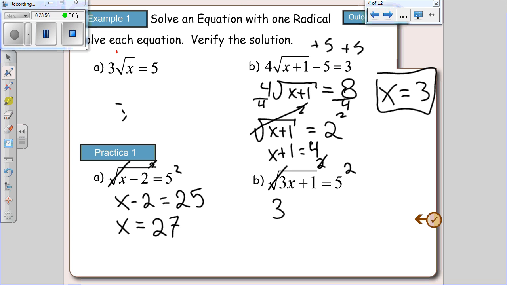What do we move next? Reverse BEDMAS. The 1 needs to move next, so you subtract 1 from both sides. So 3x is equal to 24. And now what do you need to get rid of? The 3. How do you get rid of the 3? Divide both sides by 3. X is equal to 8. Is that a reasonable answer? Yeah. Awesome.